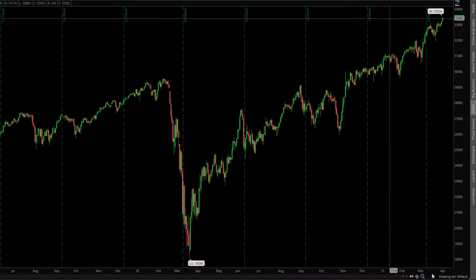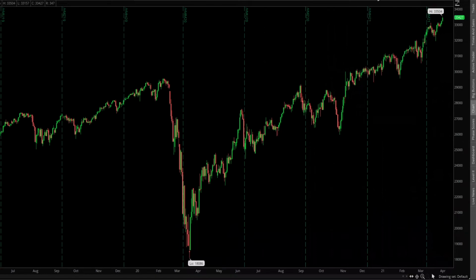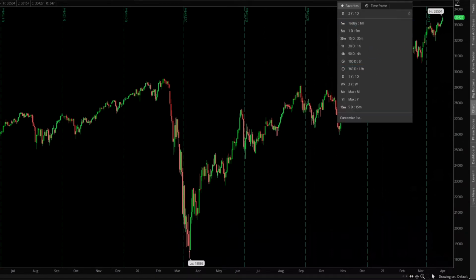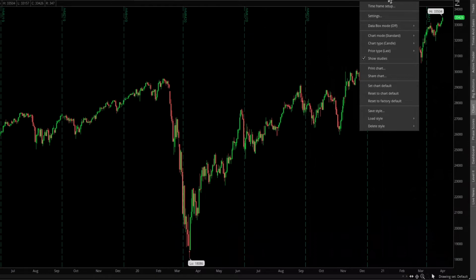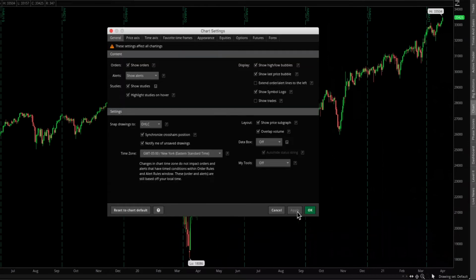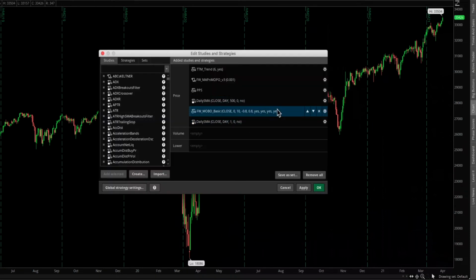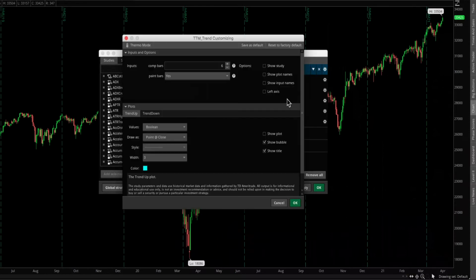Another thing you could do is adding one of John Carter's TTM trend indicator, which I love. I use it all the time. And where am I? A little confused over here. There we go. Indicator. This one right here, TTM trend. You add that, and hit study.